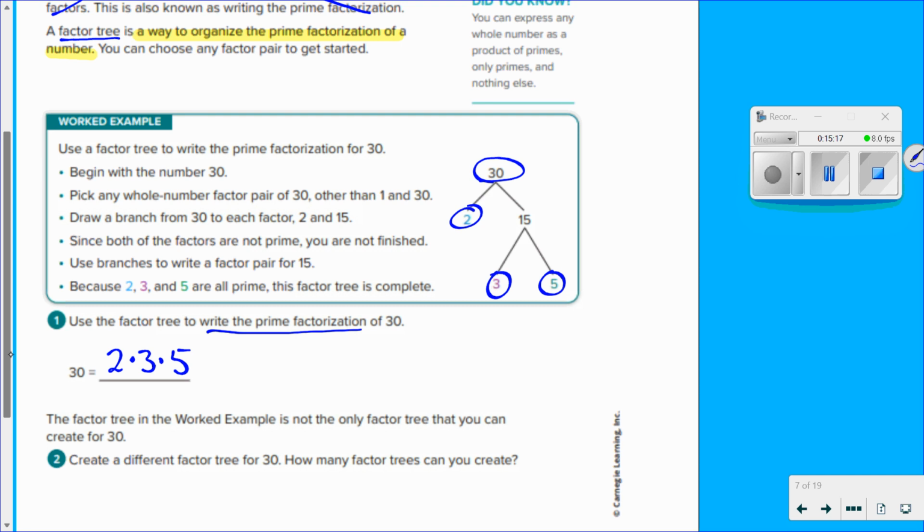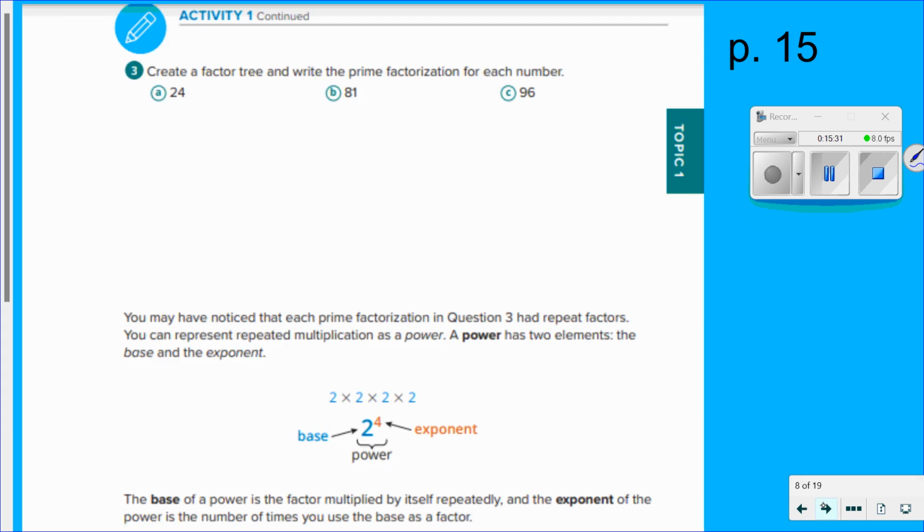Everybody okay on this one so far? Okay. Number 2 is create a different one. I'm going to skip that because I really would prefer you guys focus on your 2, 3, 5, 7. If you focus on your 4 key numbers, it's going to make all of this far easier for you. So let's turn the page. Go to 15.